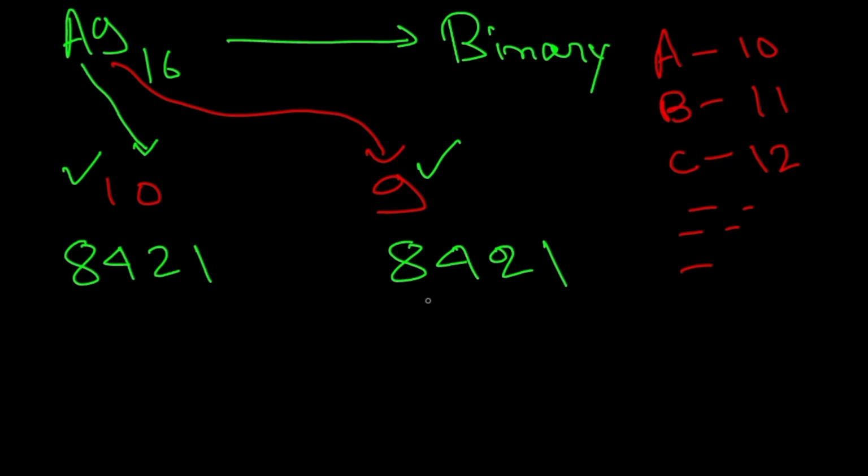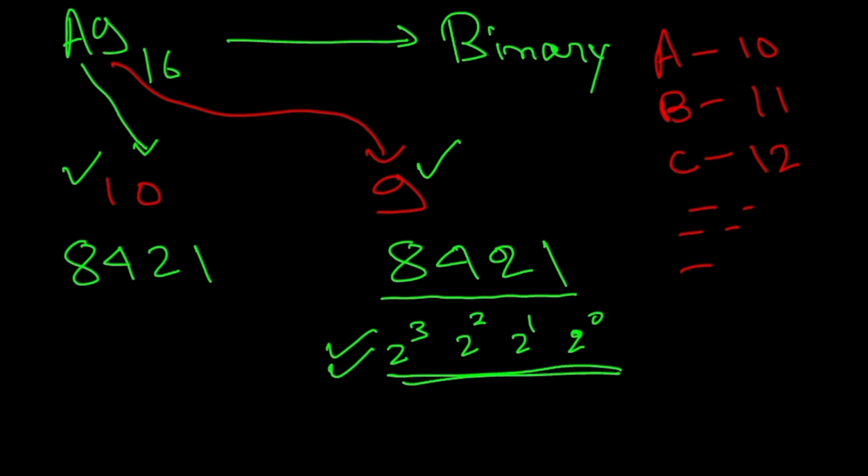Now the question is how 8421 comes. Actually it is the form of 2 to the power 0, 2 to the power 1, 2 to the power 2, 2 to the power 3. I already have taught how it comes. So now we will use only the evaluated values.